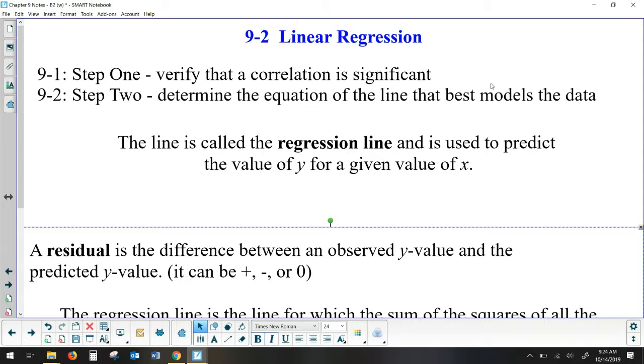Okay, the line is called a regression line, and it is used to predict the value of y for a given value of x. So we're saying any value of x. If I say it's 2.1, you plug it into our equation, you're going to get a number out.